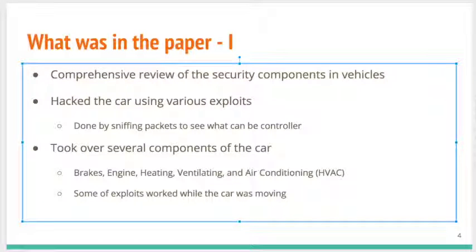Now, what exactly was in our paper? Well, the authors of our paper did a comprehensive review of the security components of a car. They pretty much managed to hack a car using the various exploits described by previous researchers, but they had to add some other stuff so that they could sniff the packets to see what was being sent out and what packets meant what. Once they managed to perform these exploits, they then took over several key components in the car, including the brakes, the engine, and the heating, ventilation, and air conditioning, or HVAC. Some of these exploits worked while the car was moving as well, which makes this even more scary.